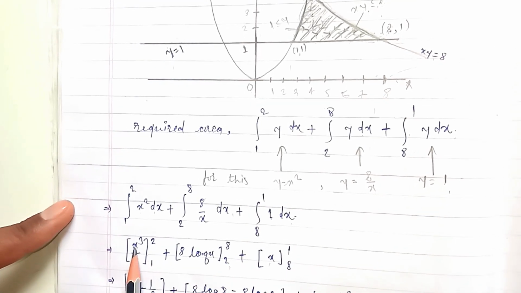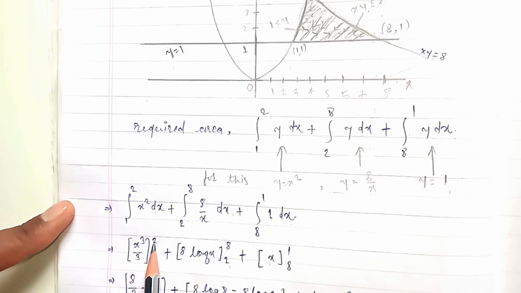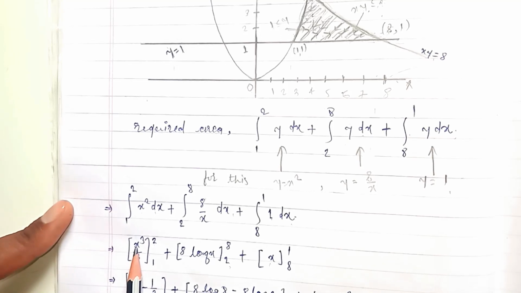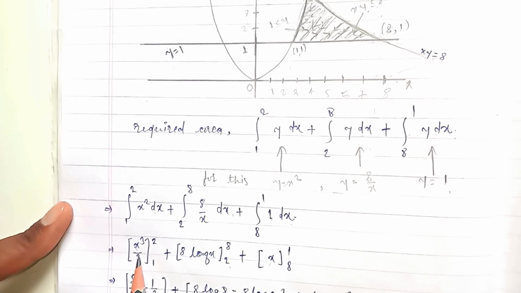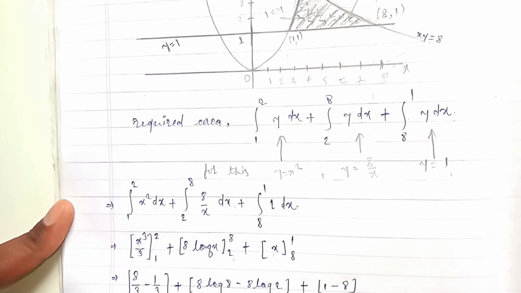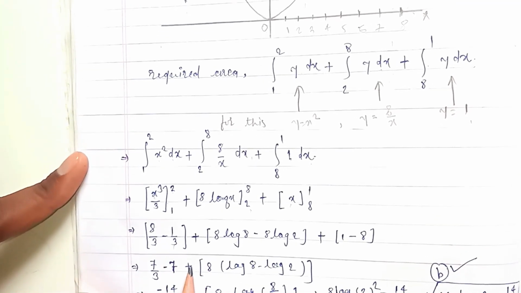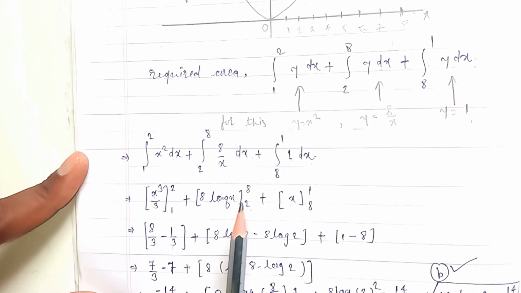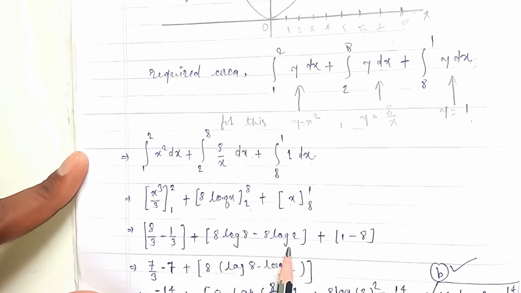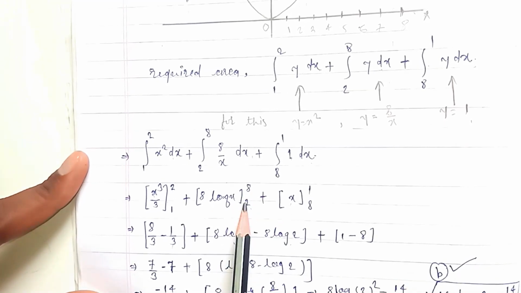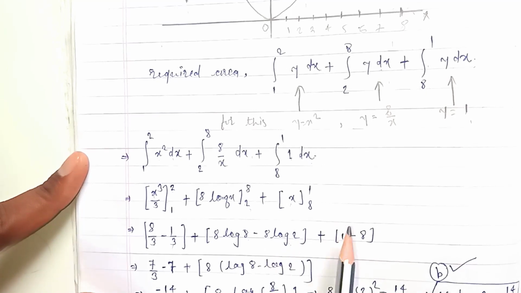So how do we substitute? Instead of x we substitute 2, minus instead of x again we substitute 1. So that means 2 cube by 3, that means 8 by 3, minus 1 cube by 3, that is 1 by 3, plus 8 log 8 minus 8 log 2. Okay, so just substitute upper limit minus lower limit: 8 log 8 minus 8 log 2, and for x, 1 minus 8.